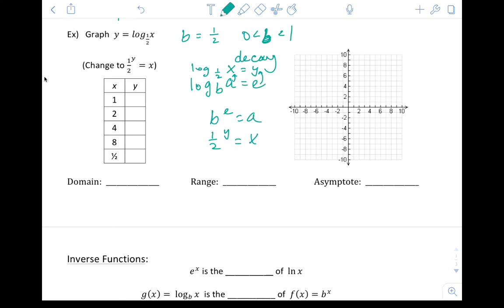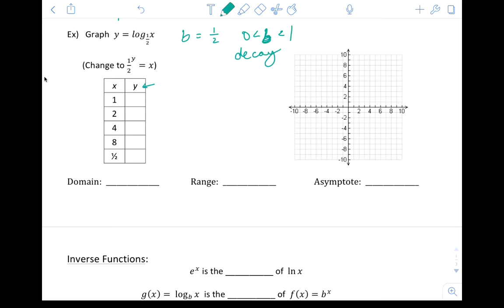So I'm going to fill out that table. And we're going to see the decay start to form. Again, I don't know why I set up the x's. It's okay to work it backwards, but honestly, with logarithms, it would be easier to pick y's, simple y's, plug them in, and see what happens.